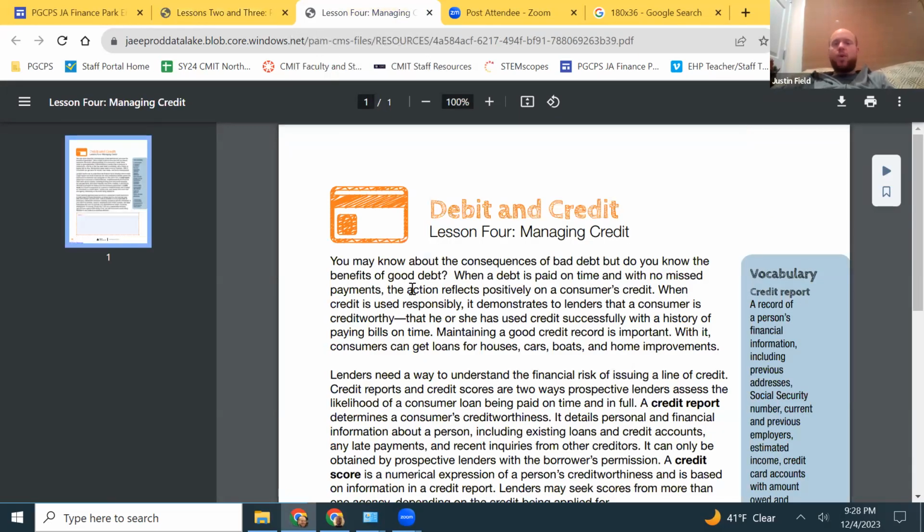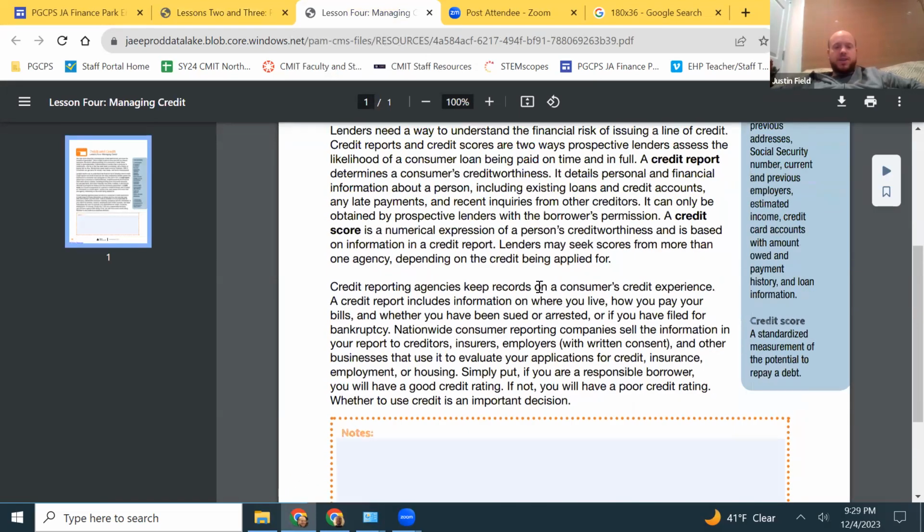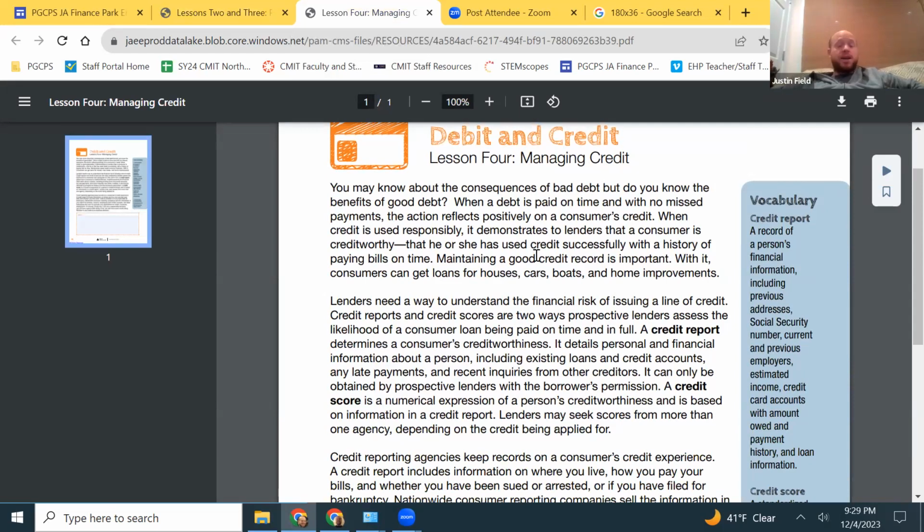And now we have one more lesson before this segment of JA Finance is over. And it's debit and credit, lesson 4, managing credit. Okay, so you should be on page 56, and it's just one page, but we are going to read it because managing credit is super duper hard. Ready? You may know about the consequences of bad debt, but do you know the benefits of good debt?